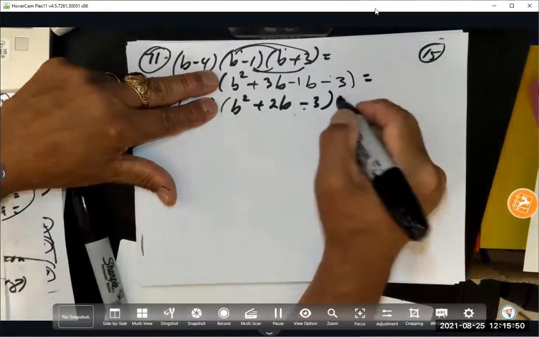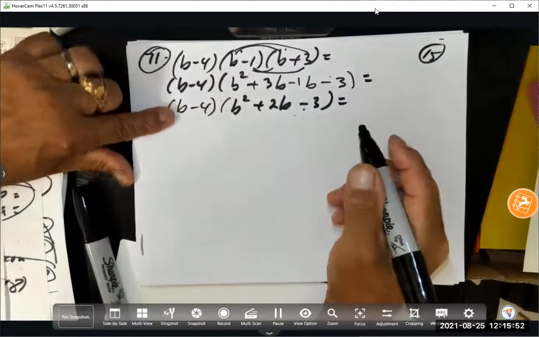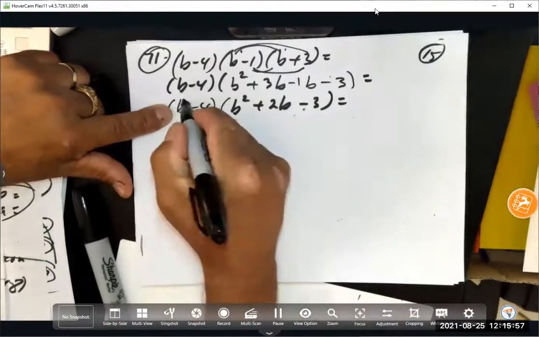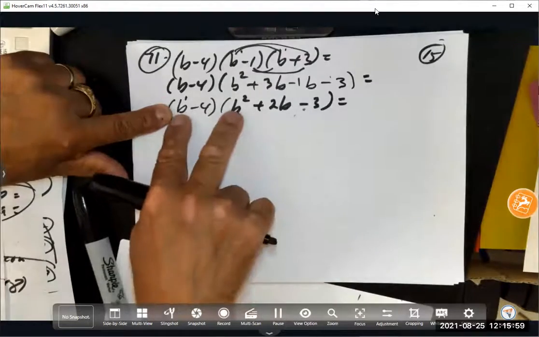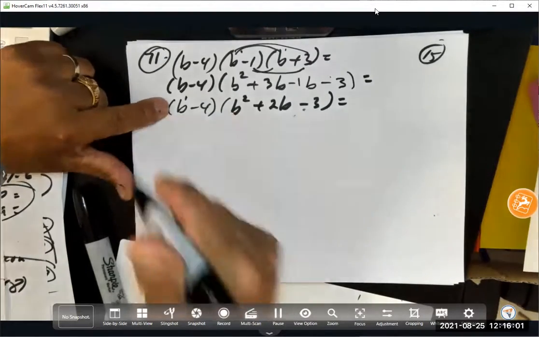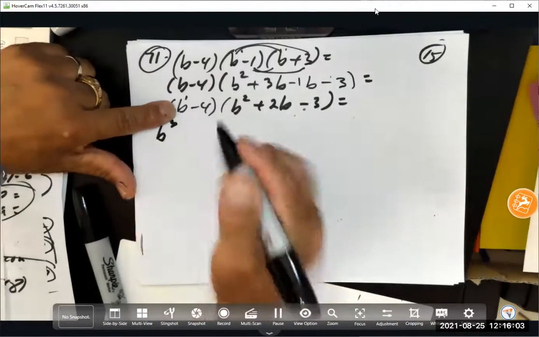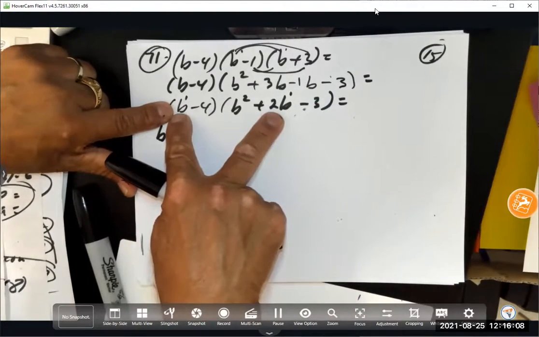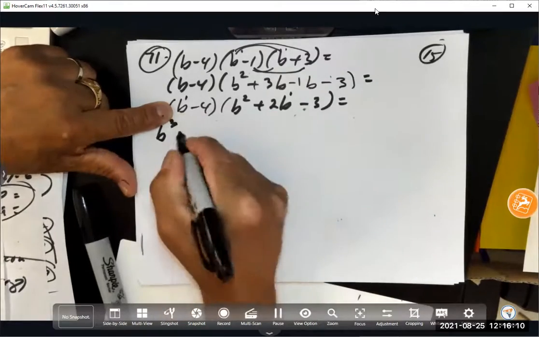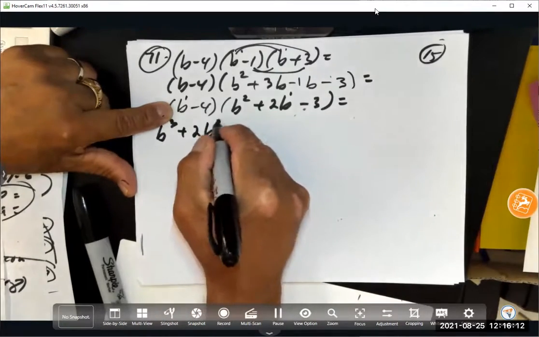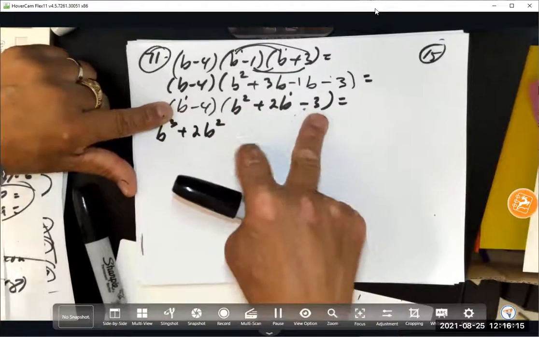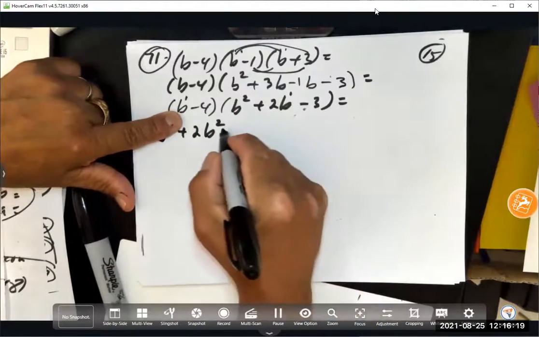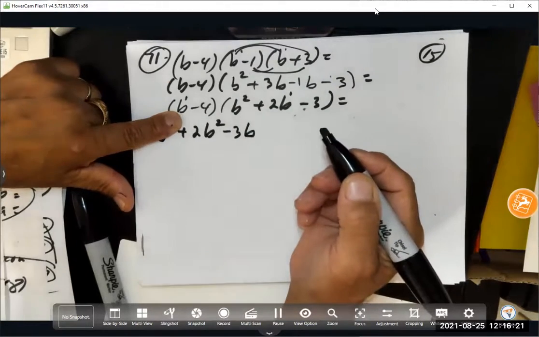All right, so now back to this one. Ready? Now we're going to do this 2 by 3, just like we did right now. So B1 times B2. What is this right here? B to the third. And B1 times this one here, the middle one. What do you think that's going to be? 2B to the second. And B1 times a negative 3. Negative 3B, exactly. All right, so we're done with that.